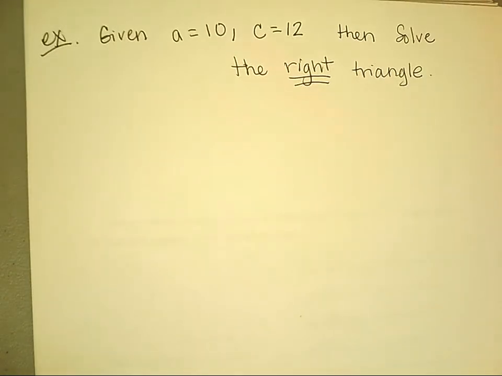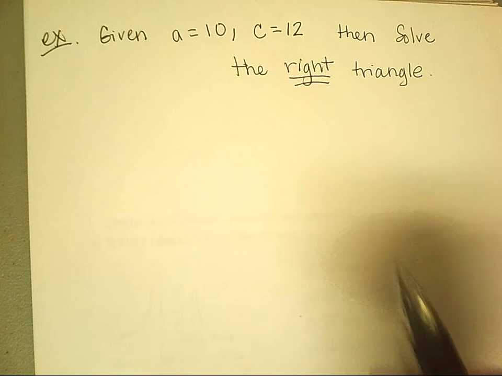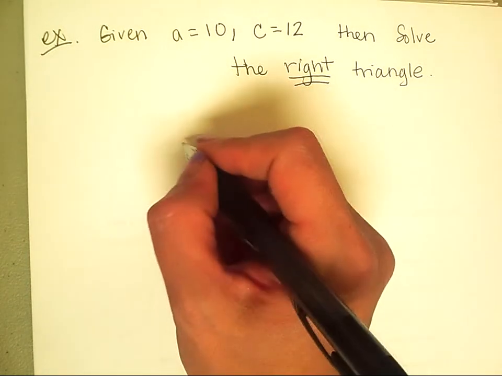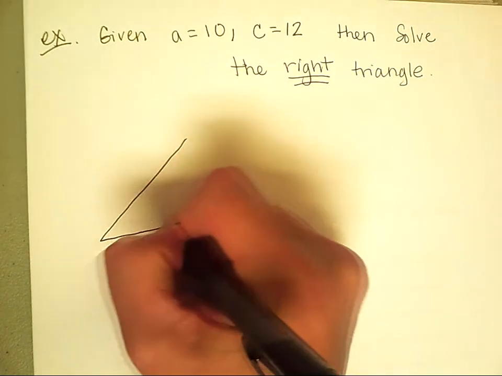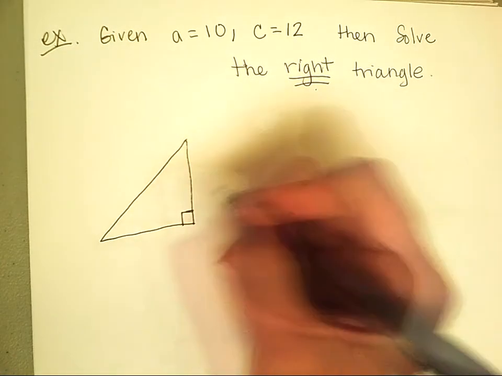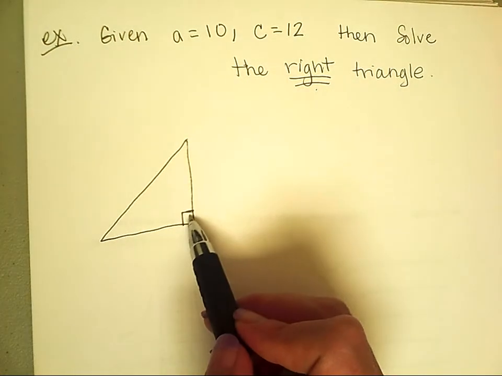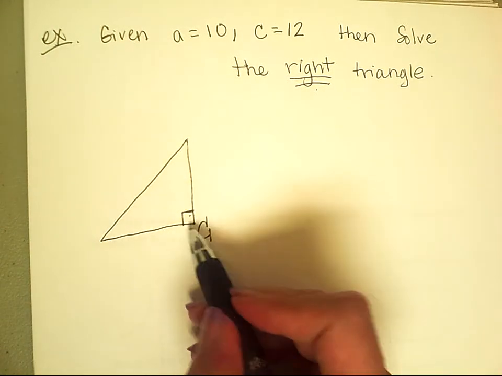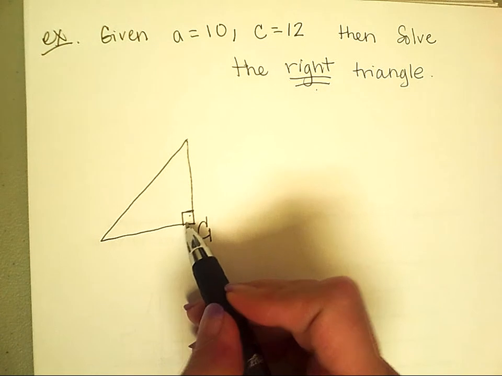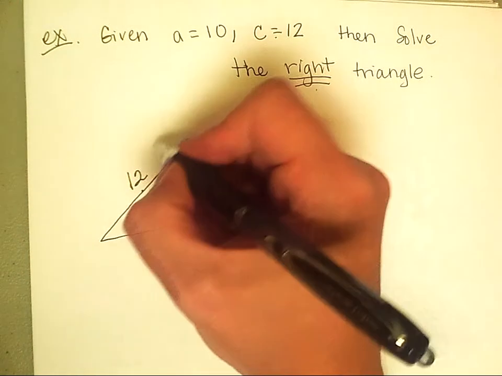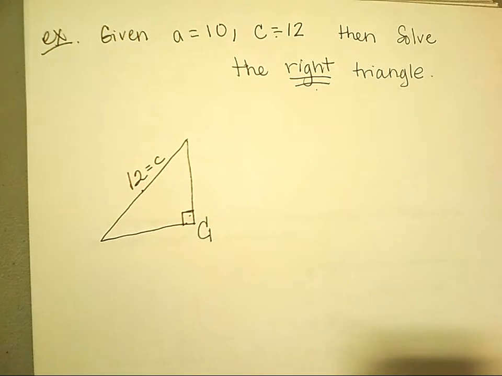Okay, so the first thing to do is trying to understand what's happening. Okay? So you're going to have a right triangle because we're told it's right. So I'm just drawing a right triangle. Okay? Now I'm told that c is 12. I know that capital C is the right angle. So the side opposite that must be little c, which is equal to 12.